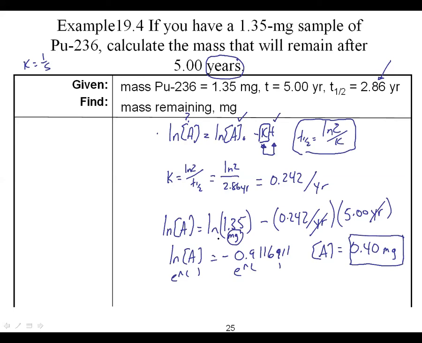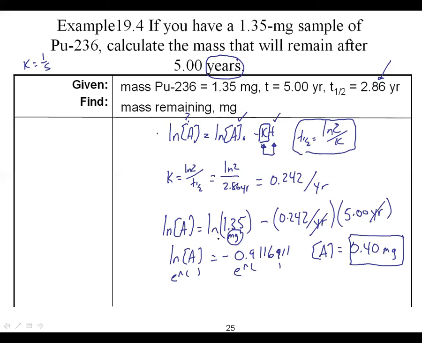And a couple of things important to recognize, right? This is a decay process, right? Which means our final concentration or amount should definitely be less than what we started with, which in this case it is, right? We started with 1.35 and we ended up with 0.4. So it definitely is coming downward from where we started.